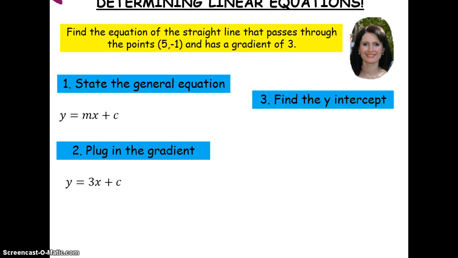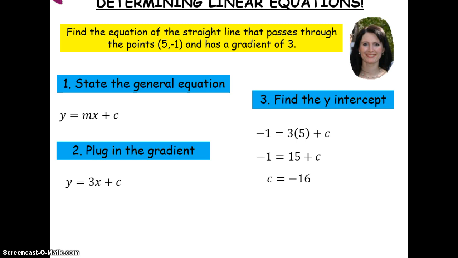Let's now find the y-intercept in the same way we did last time, by substituting in a point. This time they only give us one point, so that's easy, we don't have the choice, we just use that. When x is 5, y is -1. So y, being -1, equals 3x, because 3 is the gradient. x is now 5, so 3 times 5 plus c. -1 equals 15 plus c. And c, therefore, is -16.